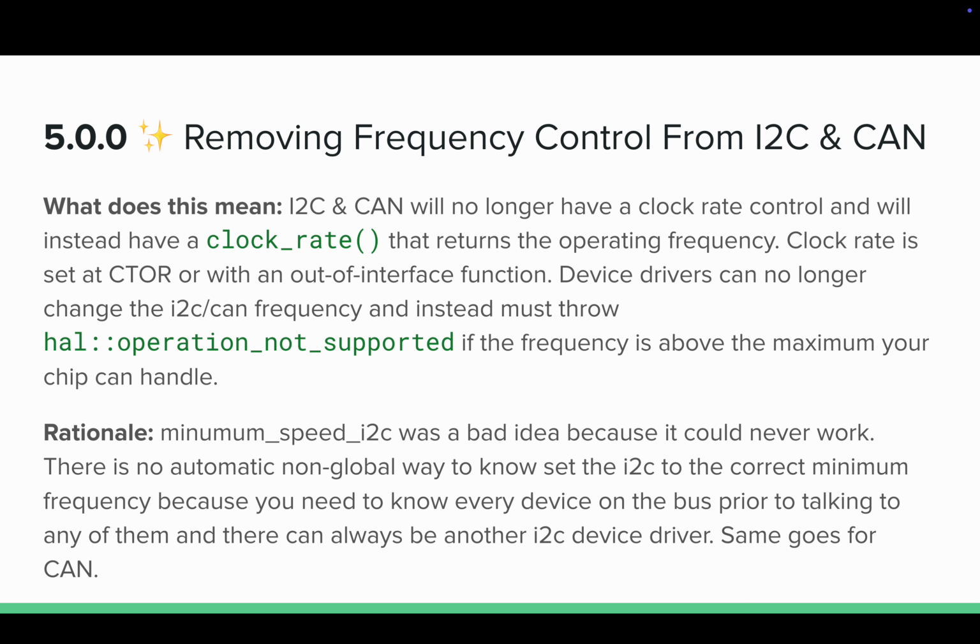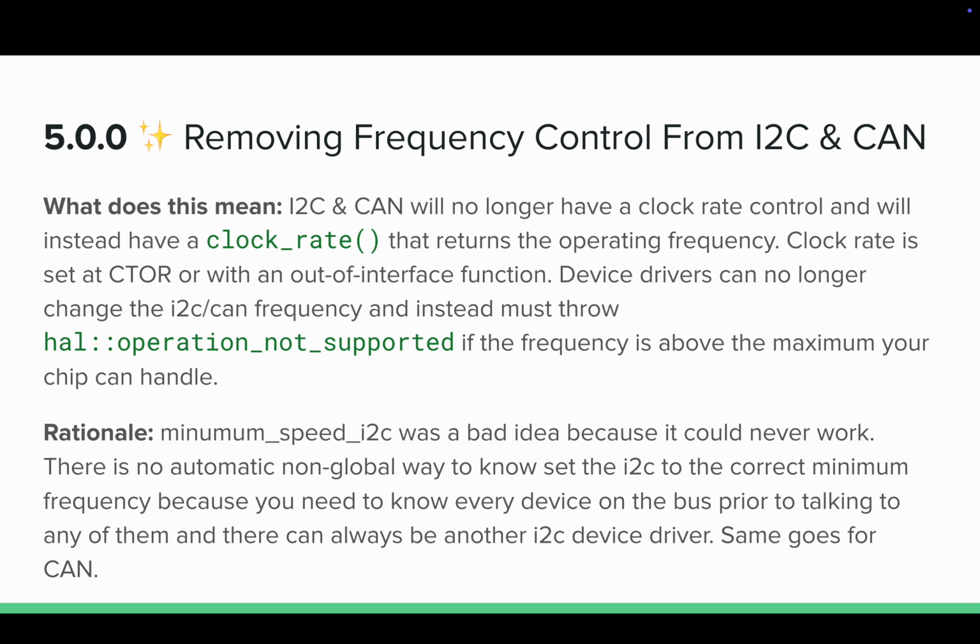Device drivers can no longer change I2C or CAN frequency. Instead, they must throw an operation not supported exception if the frequency is above the maximum the chip can handle. So let's say you have an accelerometer that can only talk at 400 kilohertz, can't talk at 1 megahertz.